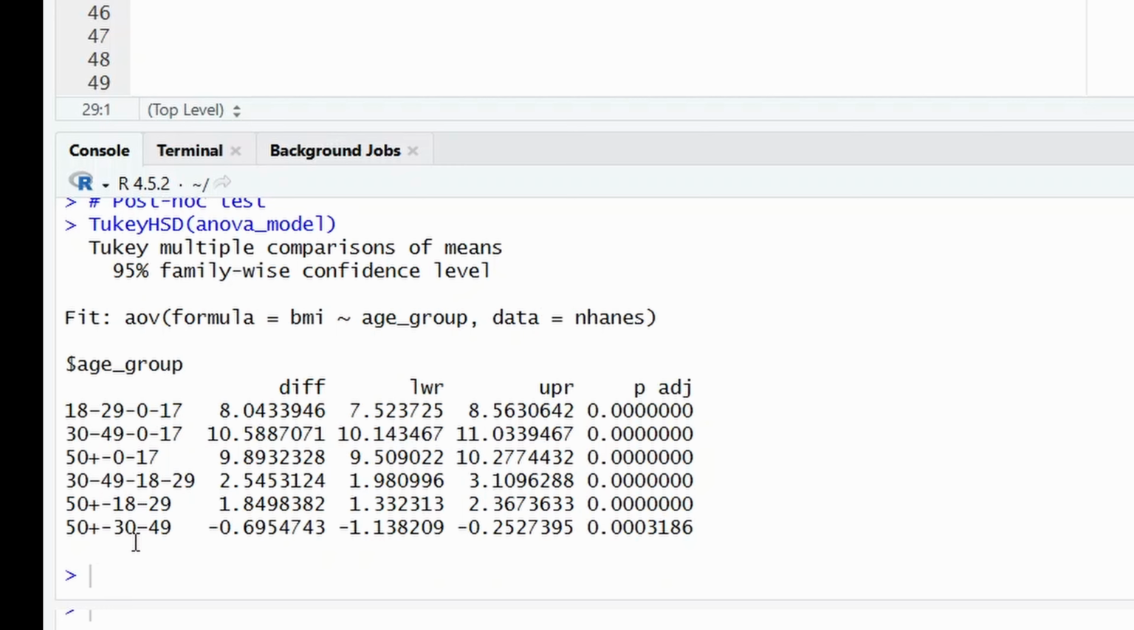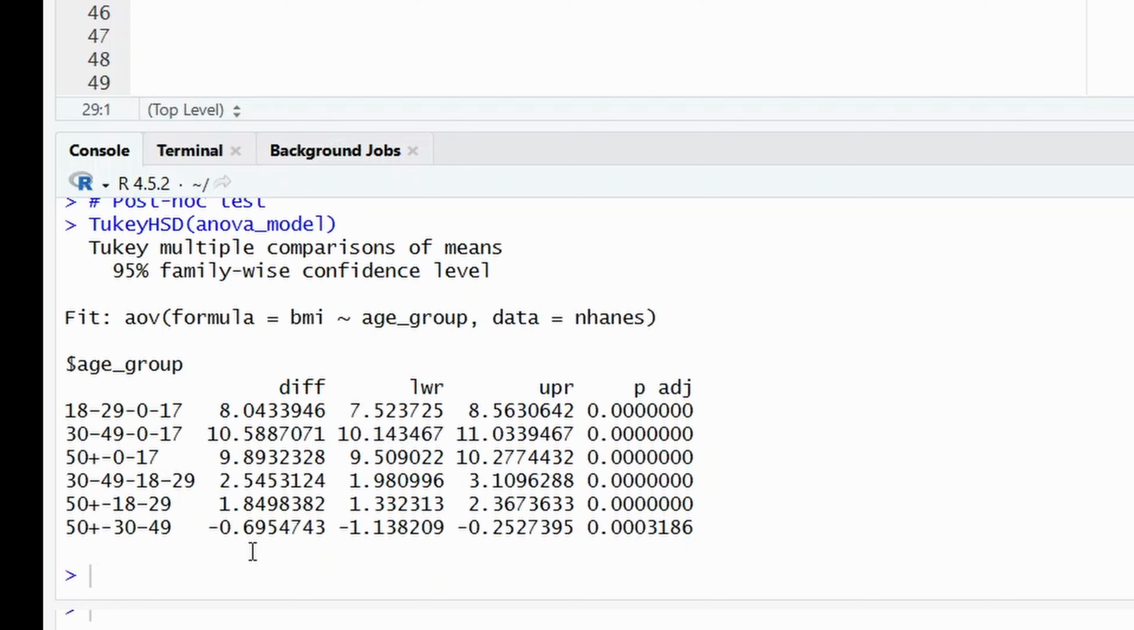Finally, we compare adults age 50 and older to those aged 30 to 49. Interestingly, the difference here is about minus 0.7 BMI units, meaning adults 50 and older have slightly lower BMI than those aged 30 to 49. Although this difference is smaller, it is still statistically significant. In public health research, this pattern is common. BMI often increases into middle age and then stabilizes or slightly declines in older adulthood. This may reflect changes in metabolism, muscle mass, survival effects, or health-related weight loss in older age.